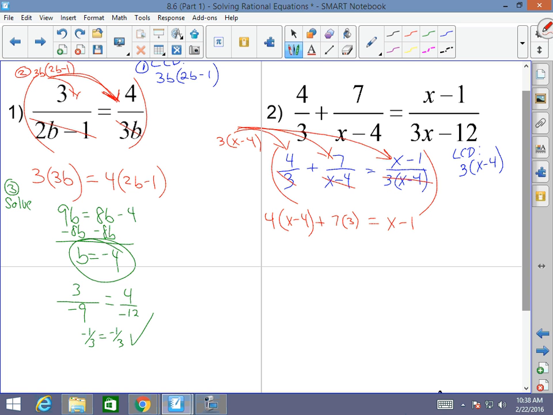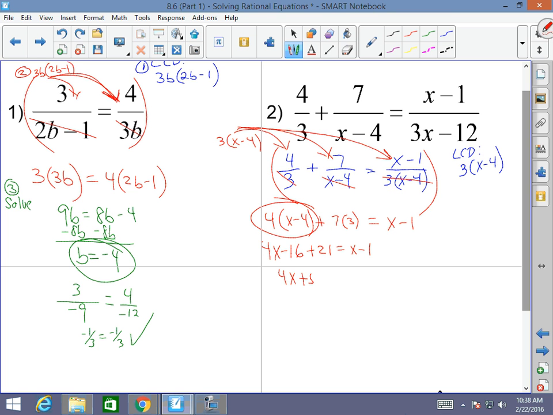Now, I can go ahead and distribute and solve. Some of you guys are going ahead and you're distributing this before, you're doing it in your head. That's fine, I'm proud of you. Be careful though. Writing down one little extra step is not going to waste time. But getting it wrong, having to erase everything and redoing it, that will waste time. Just food for thought. So this is 4x minus 16 plus 21 equals x minus 1.